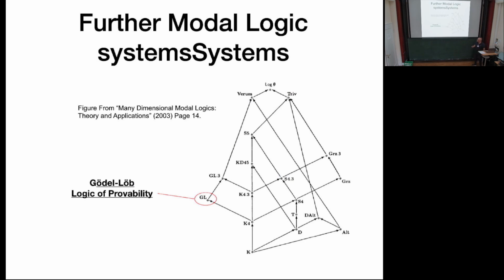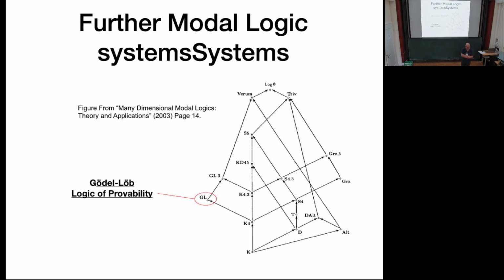For instance, if you take one side of the cube, which is the side K4, you can picture many other systems here, and the system that we are interested in is on this side. So if you want, you can consider many examples of modal systems.